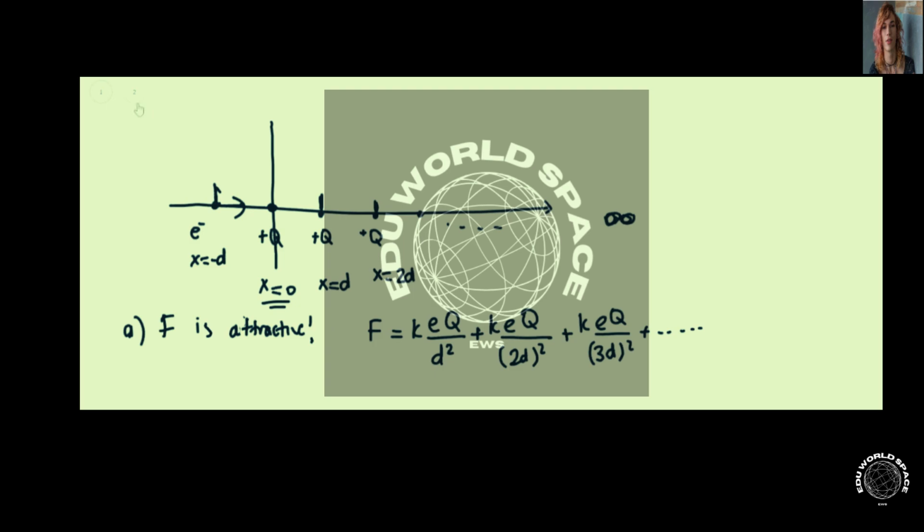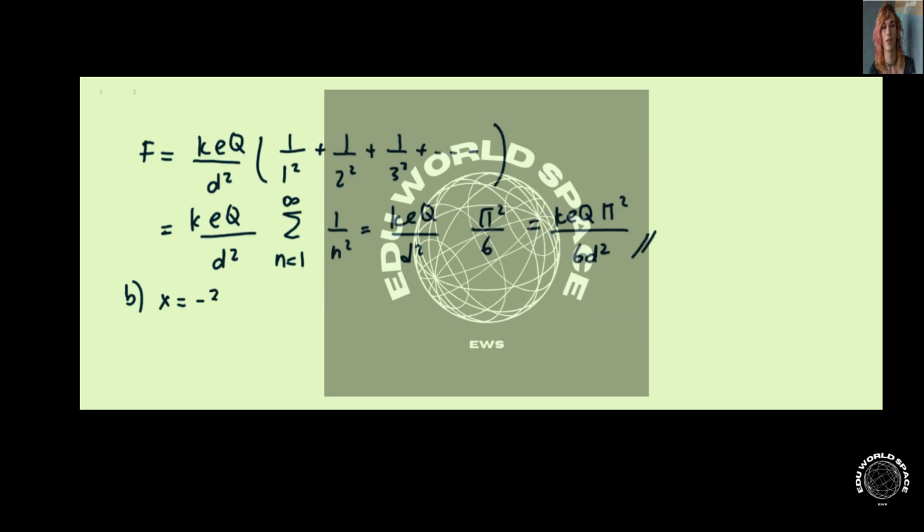Perfect. Now for part B, everything remains the same. The only difference is where we put the electron. Now the electron is placed at x equals negative 3d. So what this is going to affect is that we still have the force KeQ, I'm talking about the magnitude of the force exerted by the first ion at the origin. Now we have 3d squared, because that's the distance between the two. Then the second ion is going to exert a force with 4d squared, and then the third one is going to have 5d squared, and so on, to infinity.